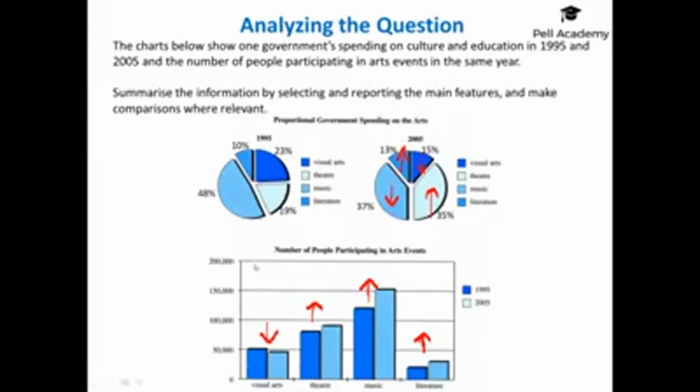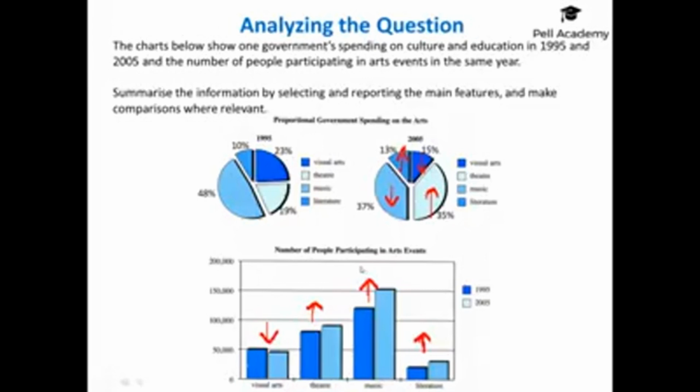Another thing that nobody really highlighted too much is that it's the same four categories here and here. The pie charts and the bar chart are representing visual arts, theatre, music and literature. Most of you just compared the two pie charts together, and then compared the categories within the bar chart. But to get a higher score, you'd want to make some kind of reference to the fact that the information is linked, some kind of comparison between the bar chart and the pie charts.